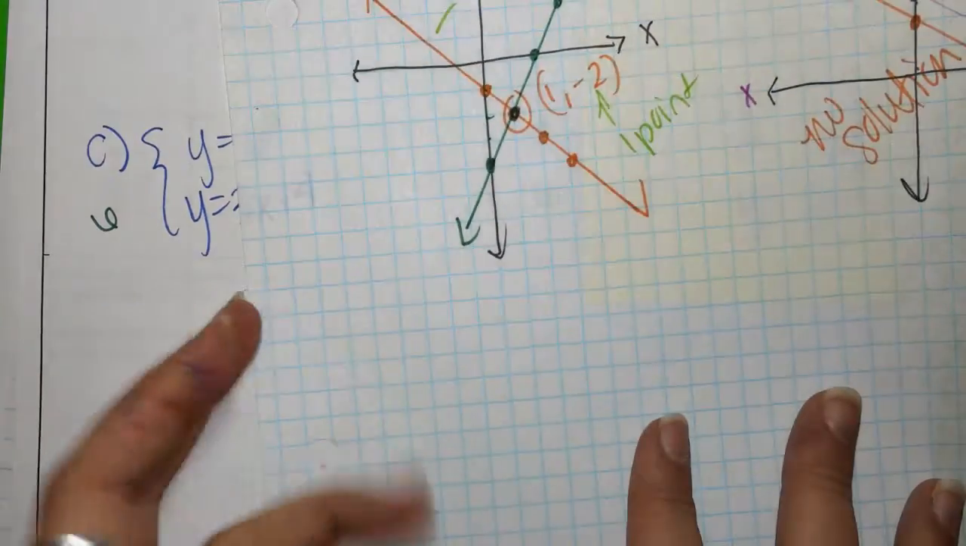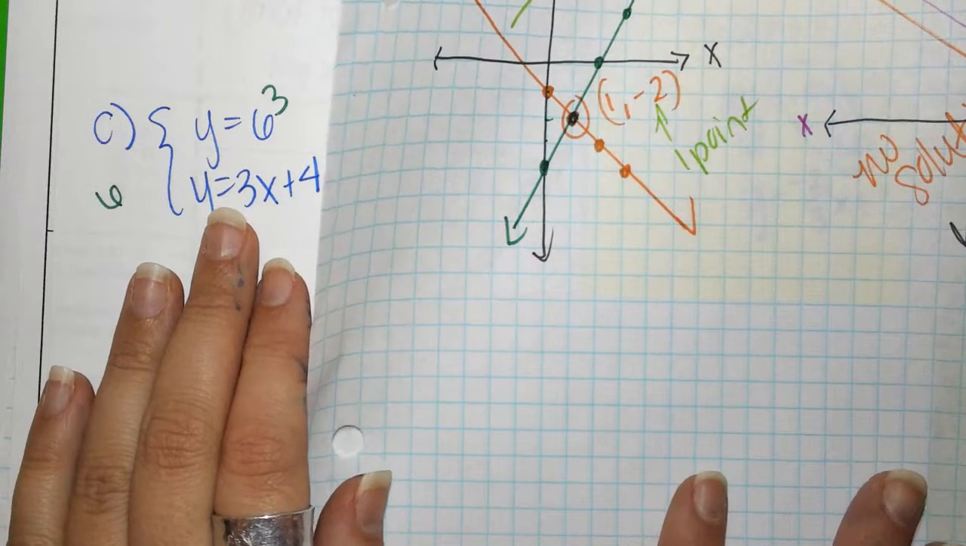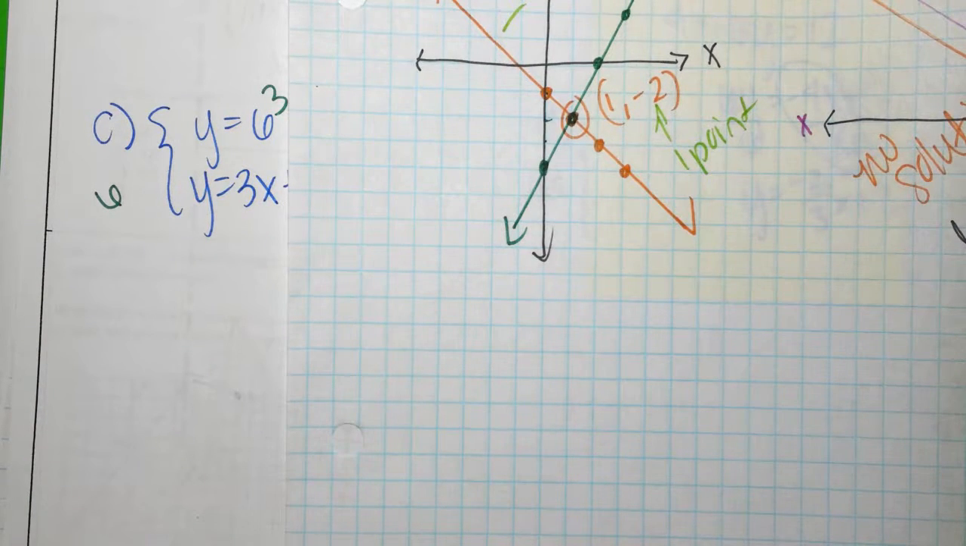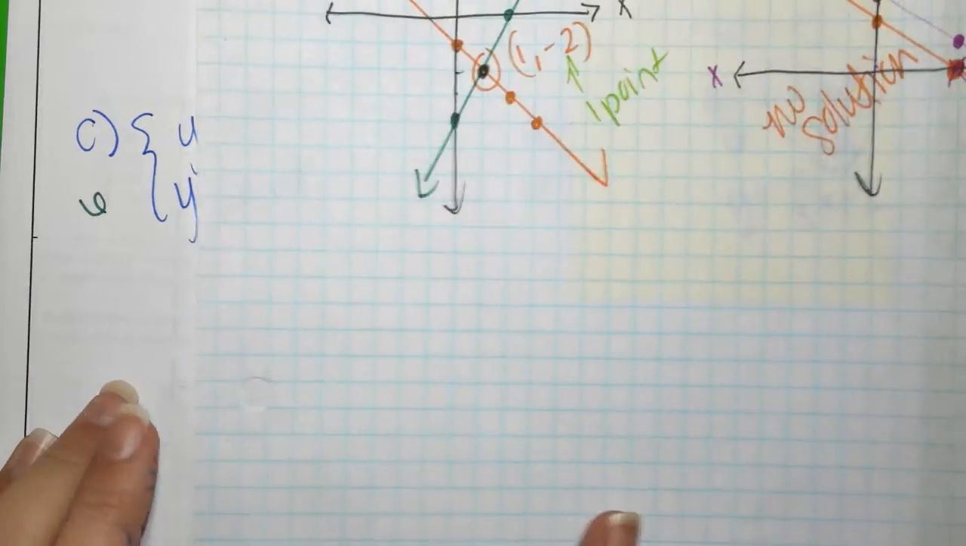Alright, so for C, look at those. They are already in slope-intercept form. So they get 3 points. They didn't have to do anything. Magic! Now for the graphing.